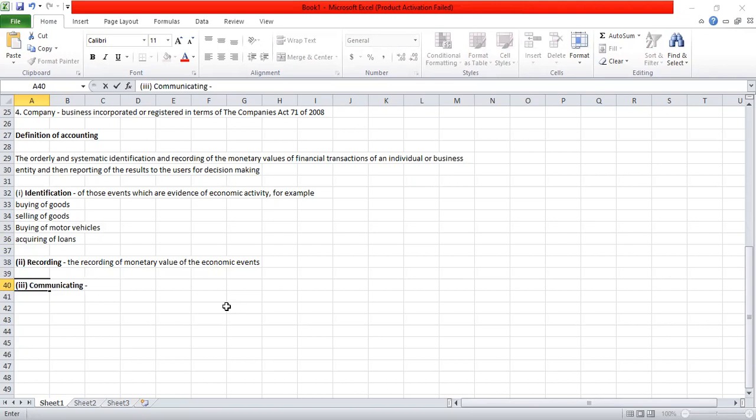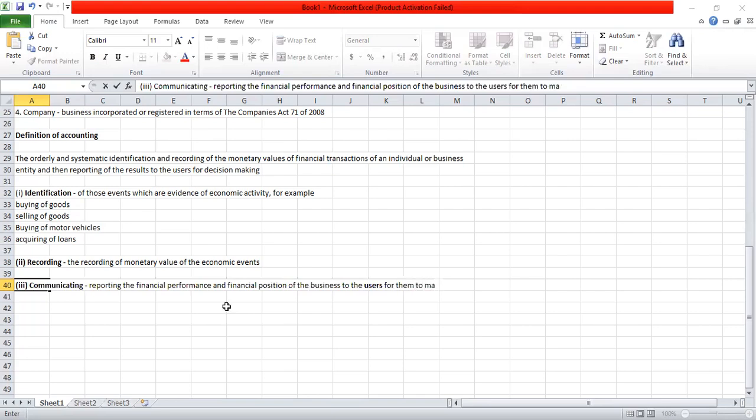Right. This is now, you are now reporting the financial performance and financial position of the business to the user, for them to make decisions.